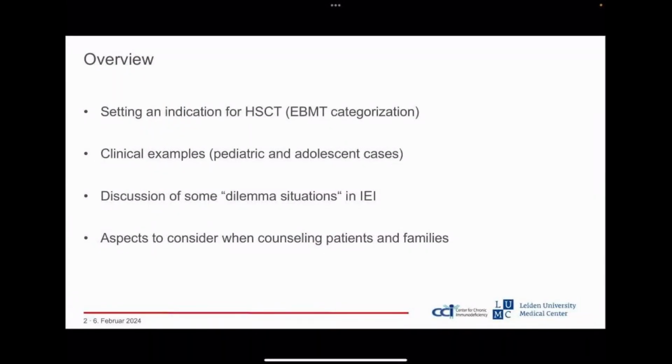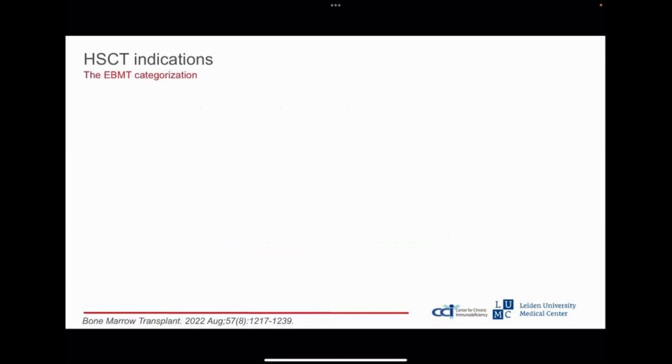So we want to discuss with you today how to set an indication for HSCT, and I will start with working my way along the EBMT categorization that has been established for this. We will discuss clinical examples, both pediatric and adolescent cases, showing you that these very clear categorizations are sometimes not so clear in the real life clinical setting. We want to discuss some of the dilemma situations that we are facing in patients with inborn errors of immunity, for example, regarding incomplete study data that we have for this situation, and want to review aspects that you may want to consider when counseling patients and families with these diseases.